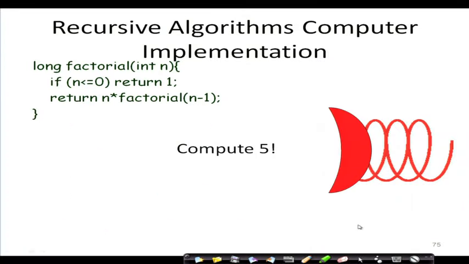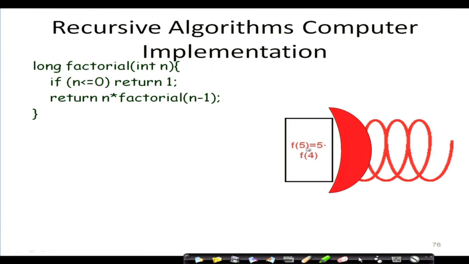This is what is meant by recursion. Okay? If we redo it, and while we are doing this, so here is the computer implementation of that factorial. If n is less than or equal to 0, return 1, else return n times factorial n minus 1. Okay. So, computes 5. So, it is again recursively expressing itself.